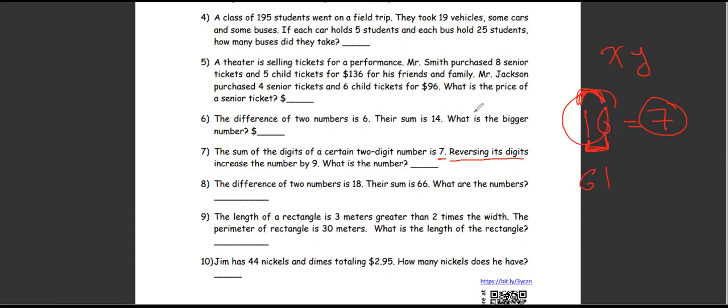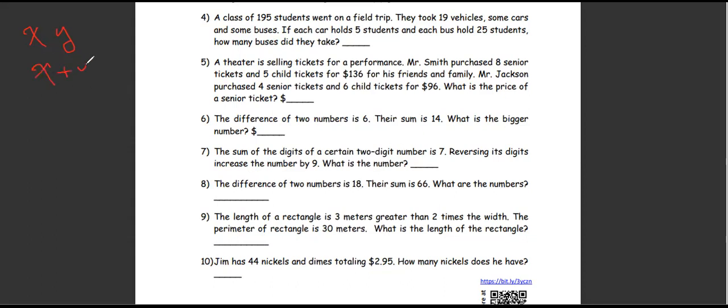What is the number? Let's get to this problem in an easy way. Let's say our digits are x and y. This is our number, with x the units digit and y the tens digit. The sum is 7, so x plus y is 7.